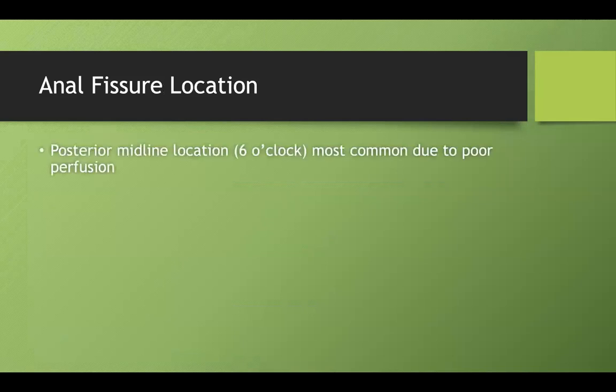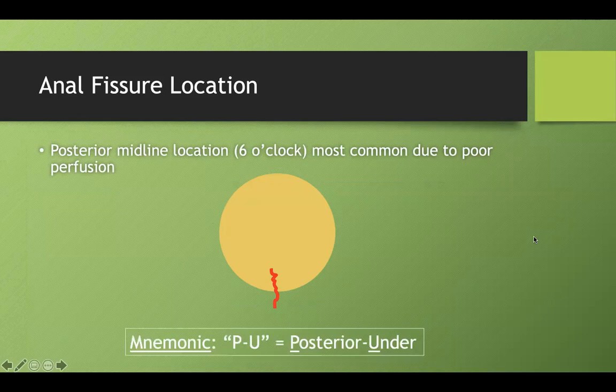So I'll just quickly draw a diagram. If this is our anus here, and so if you look at it like a clock, so we have 12 o'clock, 3 o'clock, 6 o'clock, and 9 o'clock, the most common location of an anal fissure here would be in the 6 o'clock position. And my mnemonic to remember this is that when you think of PU, like after you're using the restroom, you'll remember that it's the posterior location and it's under. That reminds me of the posterior midline right here.